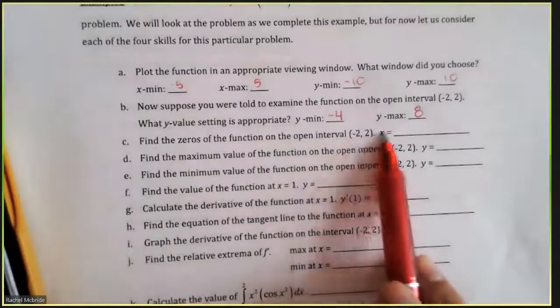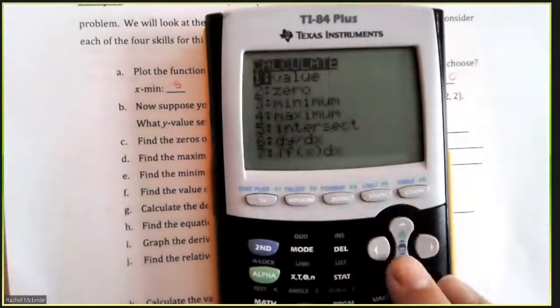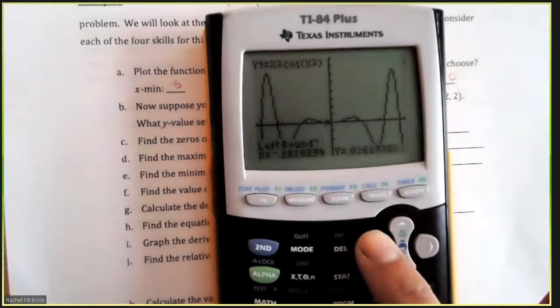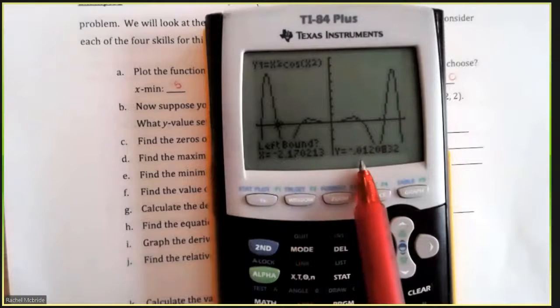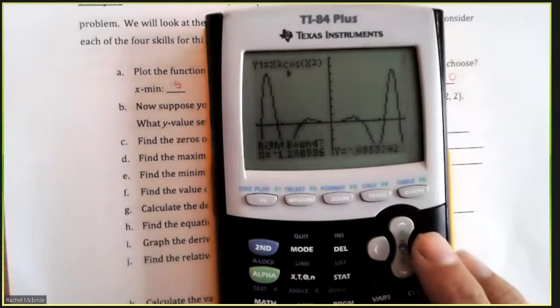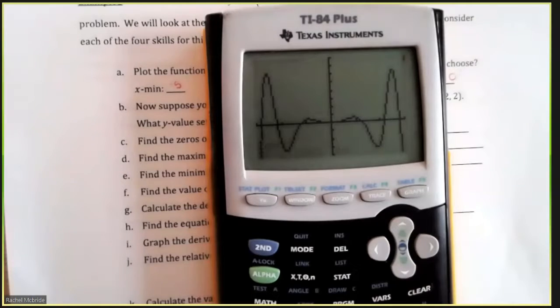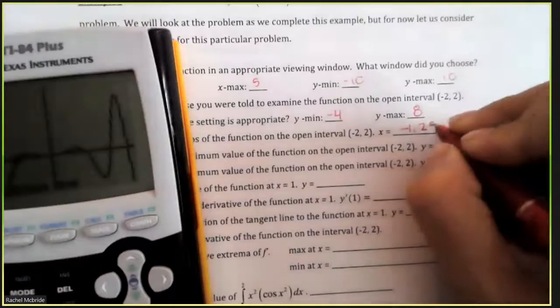Find the zeros of the function on the open interval -2 to 2. To find our zeros, we're going to go to second trace and go to zero. Now we're only going from -2 to 2. So here's definitely one. And then this one, if you look, is at -2.17 near that zero, which is outside my interval, so I'm not going to find that one. I'm going to start over here and find this one. I have a zero at -1.253, because I need those 3 decimals.